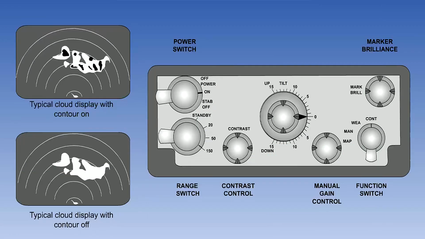The last of the function switch settings is the contour setting, which applies only to monochrome systems. It portrays in black the areas of most likely turbulence, like red and magenta on color radar.